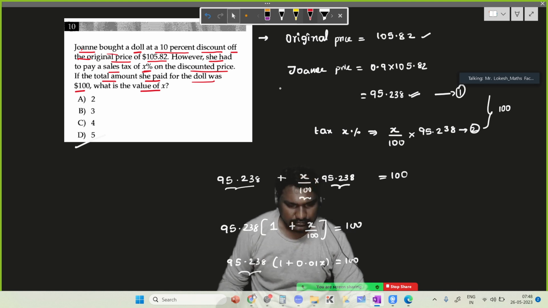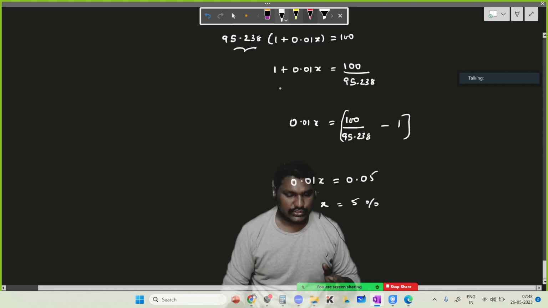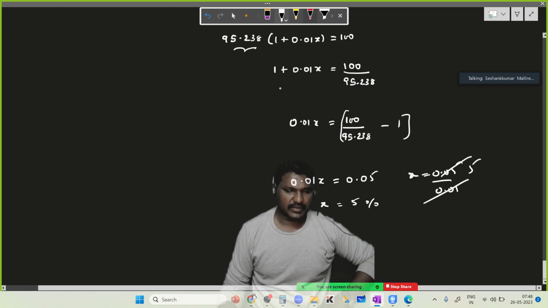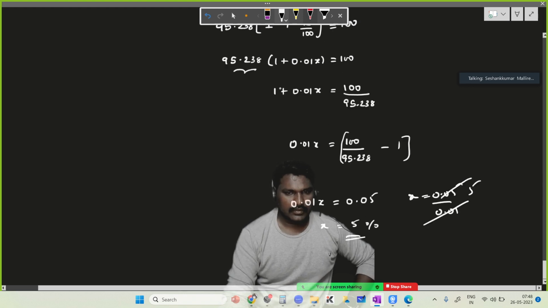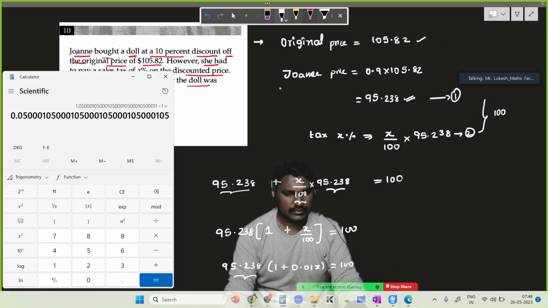Okay then. The process is very simple. First, the original price was 105.82, and 0.05 was the final answer, so then it can be 5, right? No, 0.01 times x is 0.05. Then x will become 0.05 by 0.01, so it will be 5%. Okay. So move on to the 11th question.